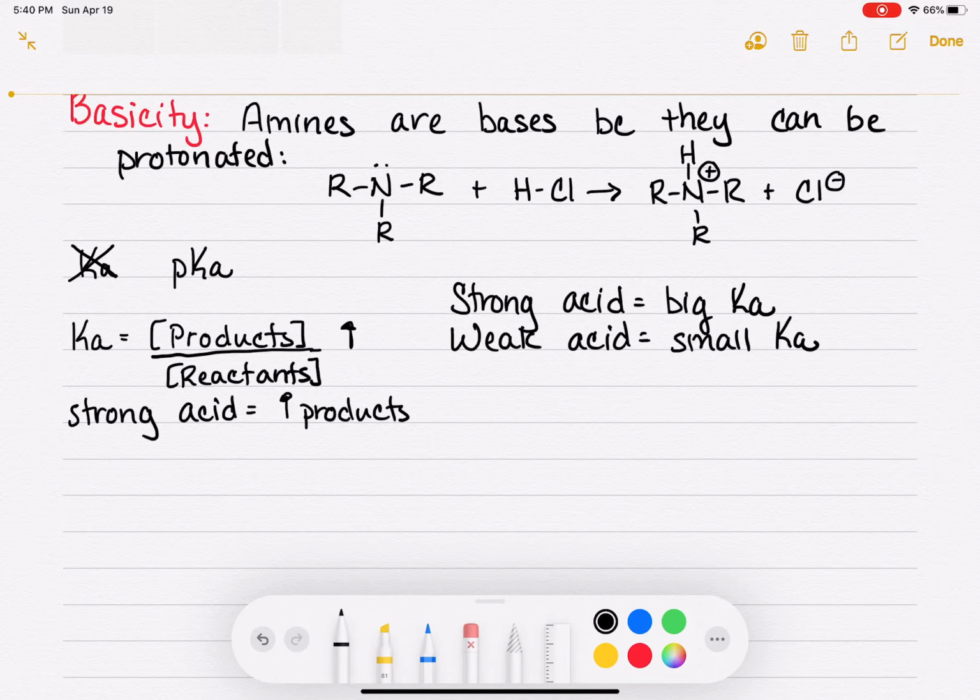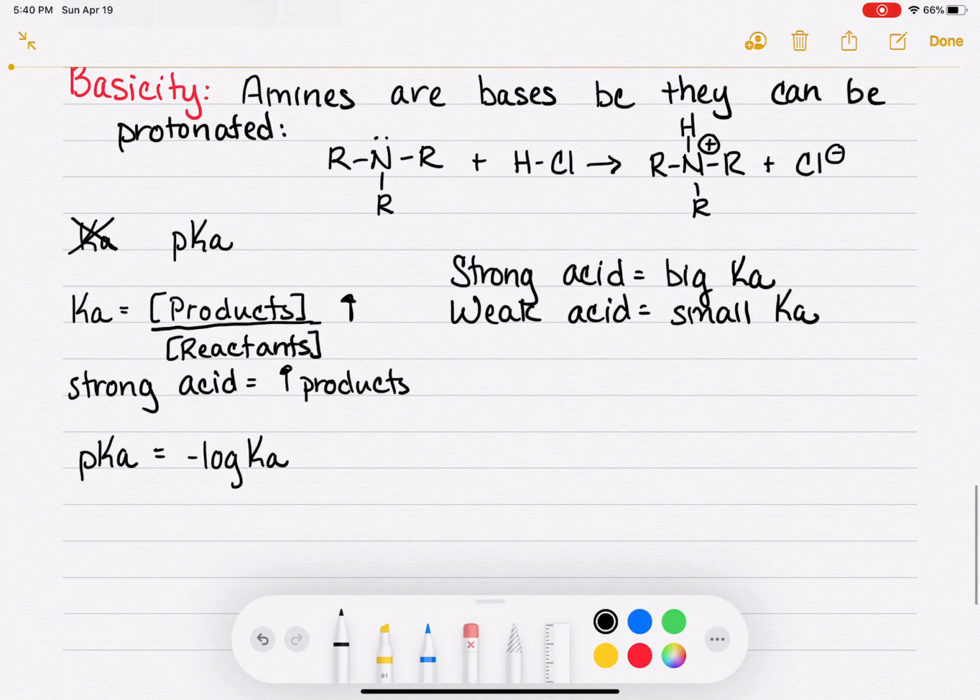All of these numbers are something times 10 to the minus something. In general, they're all very small numbers, and so that's why we introduced the concept of pKa, which is the negative log of the Ka. And the pKa, I don't know if this was explained to you in 163, but the pKa is just essentially the exponent of the Ka.